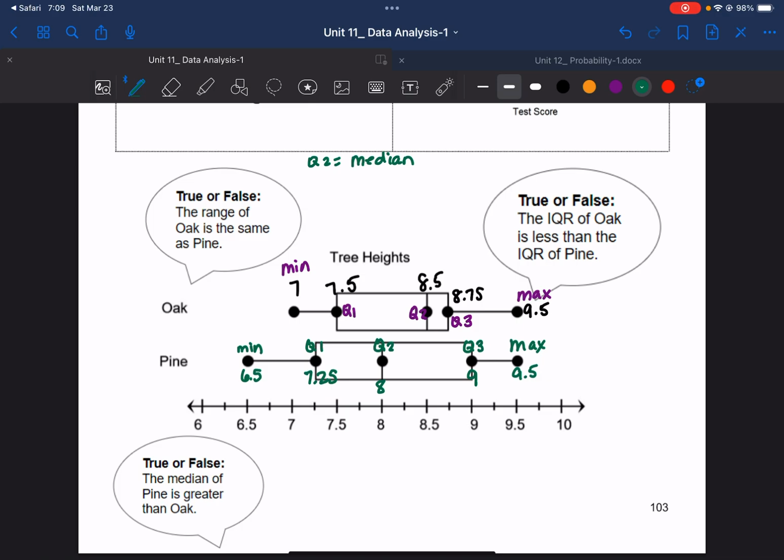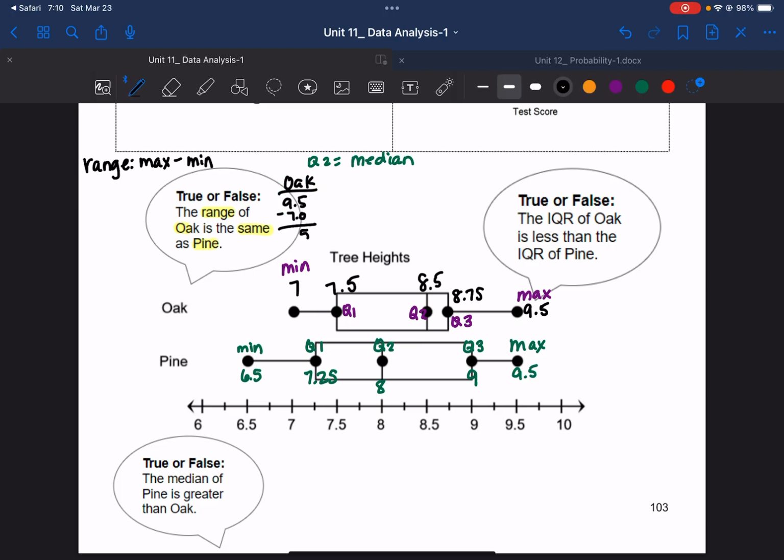All right. So here, let's go ahead and look at these speech bubbles, and we're going to see if they're true or false. So here, I'm looking at this one, and it says that the range of oak is the same as pine. So we're talking about range. Remember, range is found by doing maximum minus minimum. So looking at oak, I'm going to write oak. That's going to be 9.5 minus 7.0. Let me move this up just a little bit.